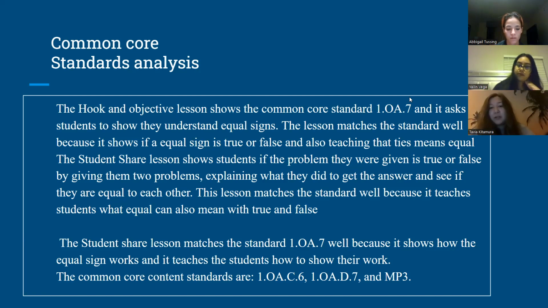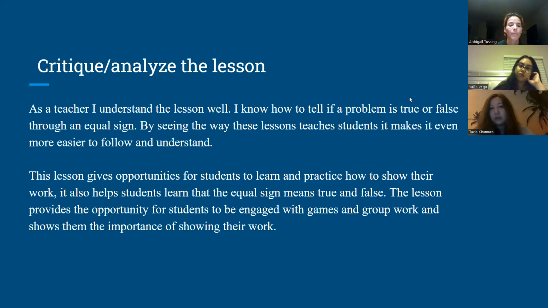The Common Core content standards are 1.OA.C.6 and 1.OA.D.7, with MP3. Critique and analyze the lesson. As a teacher, I understand the lesson well. I know how to tell if a problem is true or false through an equal sign. By seeing the way this lesson teaches students, it makes it even easier to follow and understand. This lesson gives opportunities for students to learn and practice how to show their work.